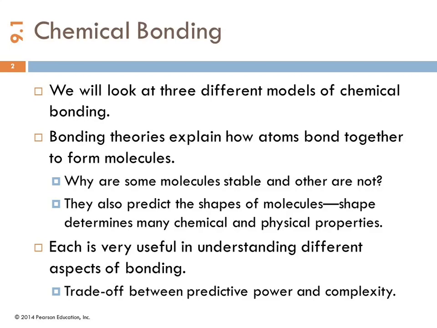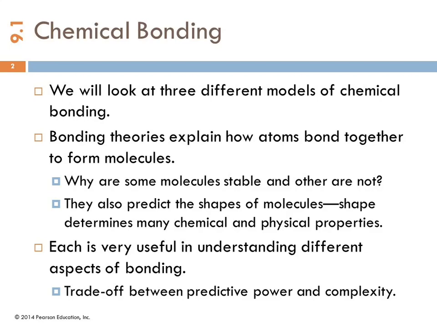And shape is important because physical and chemical properties are somewhat dependent on shape. And each of these three theories is very useful, but none of them are perfect. And there's this trade-off between predictive power and complexity.